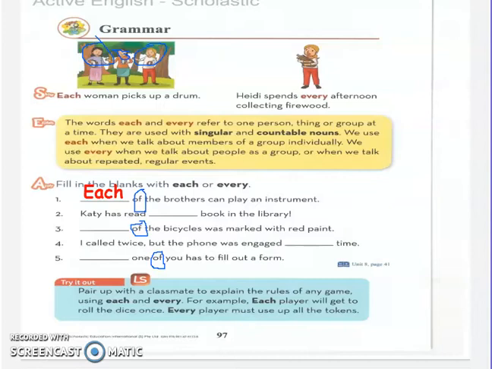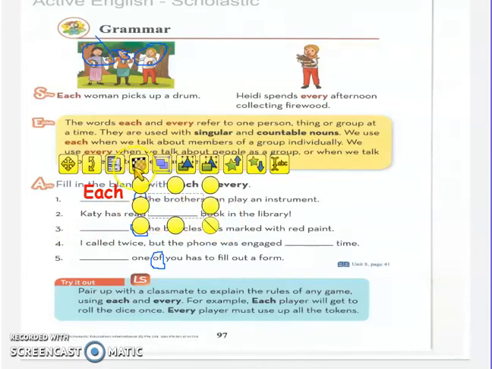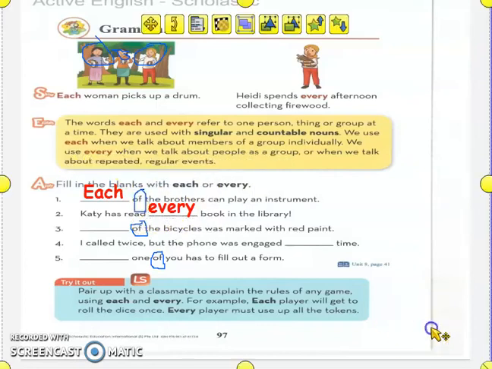What about number 2? Katie has read book in the library. What is the answer here? Here the answer, my students, is every book in the library. Here we talk about the books as a group. مجموعة من الكتب.